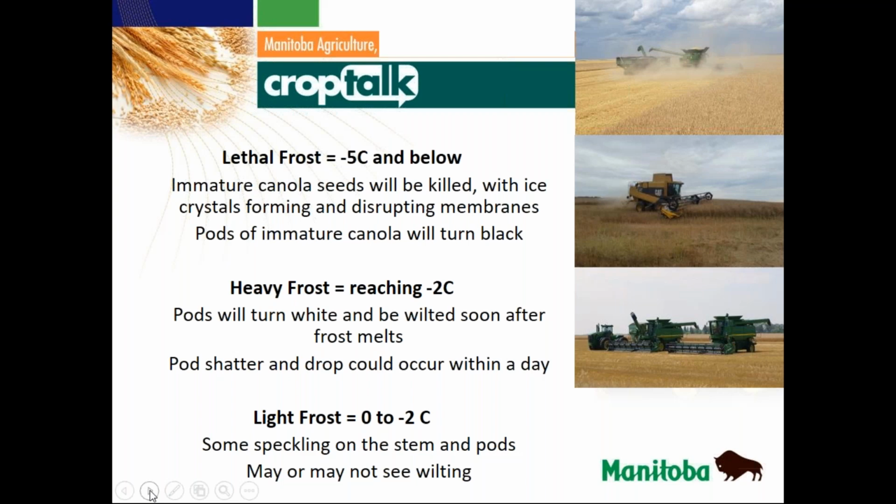At -2 degrees Celsius, pods will turn white and wilt soon after. You probably see some pod shattering and dropping. That's something where, if we get something like the -2s to the -5s, you really need to start monitoring your fields and seeing if there's going to be any pod breaking and shattering, because that crop will need to be swathed as quick as you can in order to save what's there.